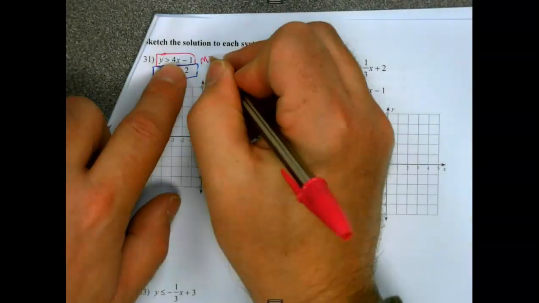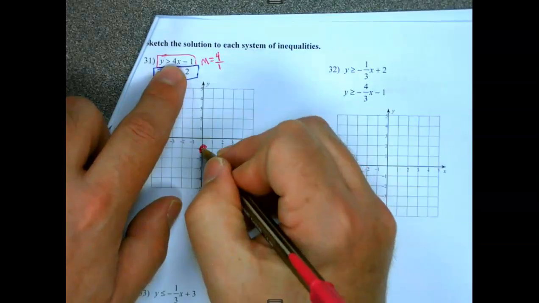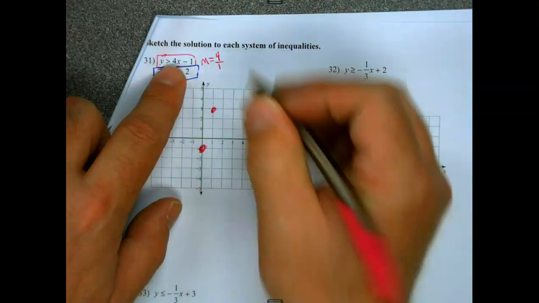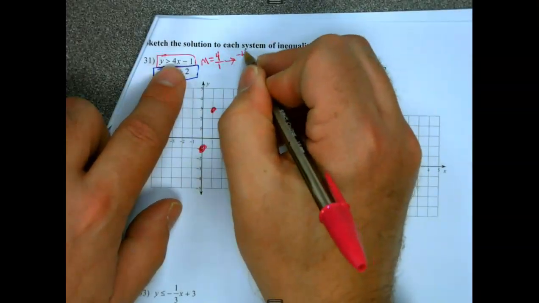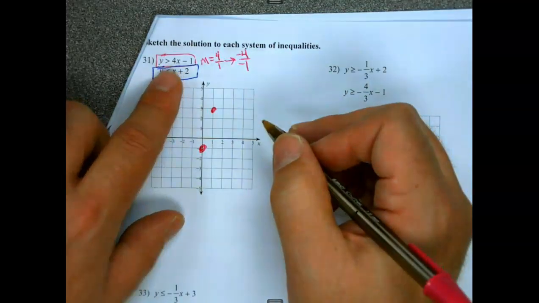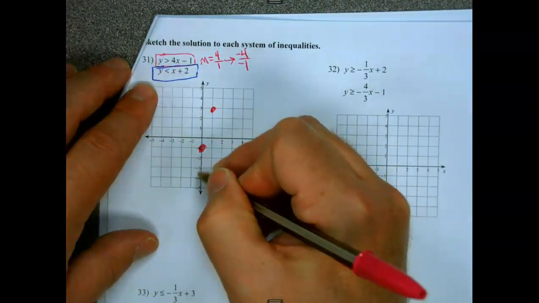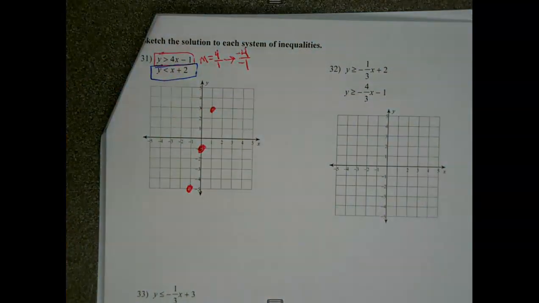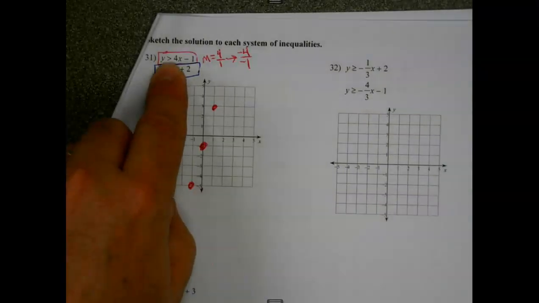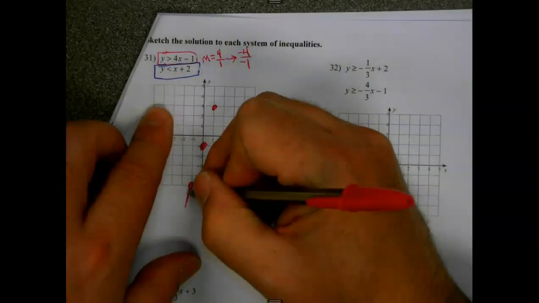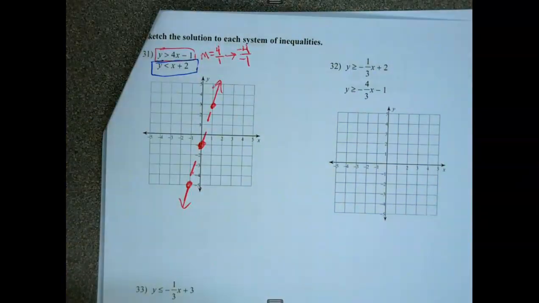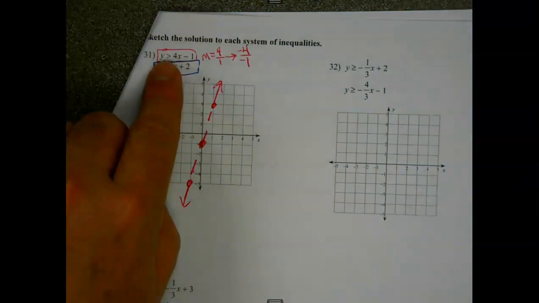Our slope is 4/1. So 1, 2, 3, 4. Hardy, I ran out of room. We remember that. It's just changed the signs on both. Down 4, left 1. Okay. And now it just comes back to what we talked about yesterday. No line underneath the arrow. So it's dotted or dashed. And greater than means we're shading above.